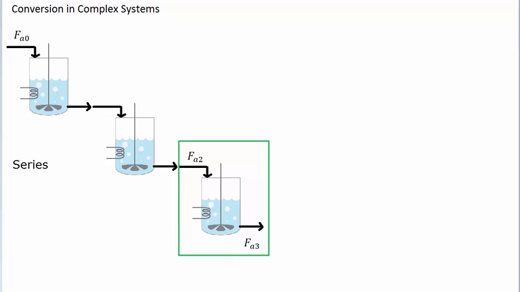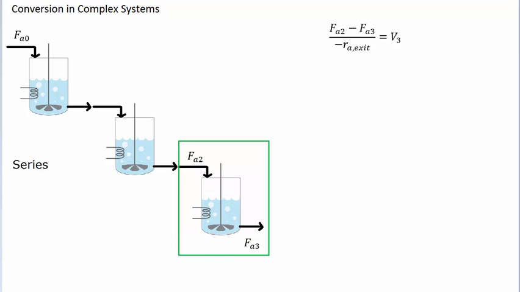Well, we pretty much do the exact same thing we have been doing. We start once again with our design equation. Notice this time it does not say F sub A0 or F sub A. We're saying this is the outlet stream of the second CSTR, and this is the outlet stream of the third CSTR, and this is the volume of the third CSTR.